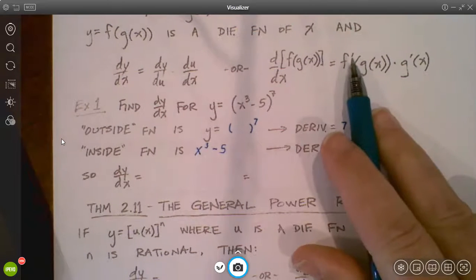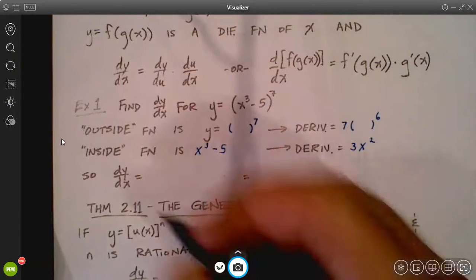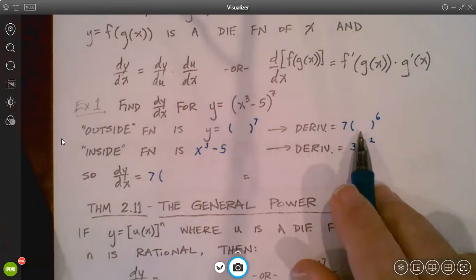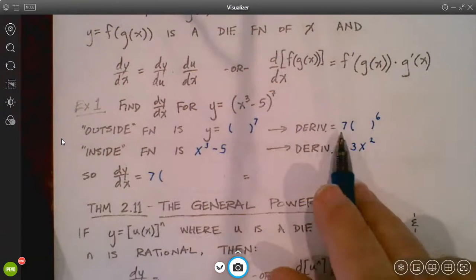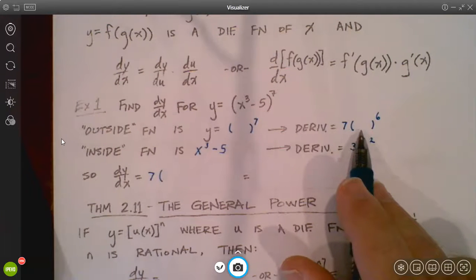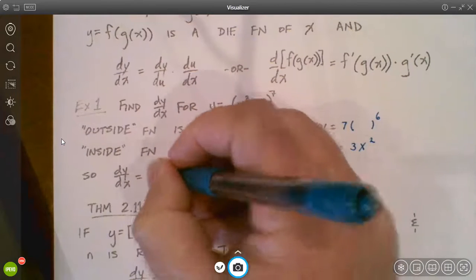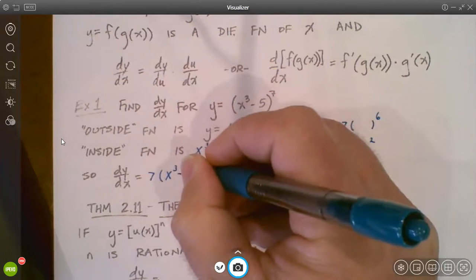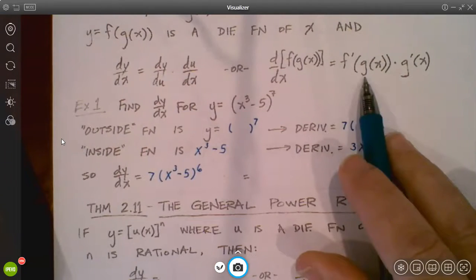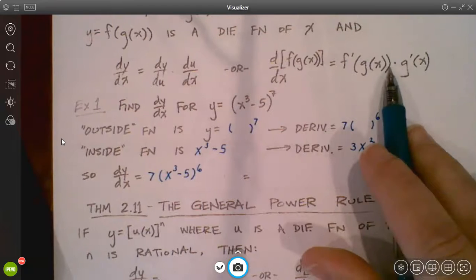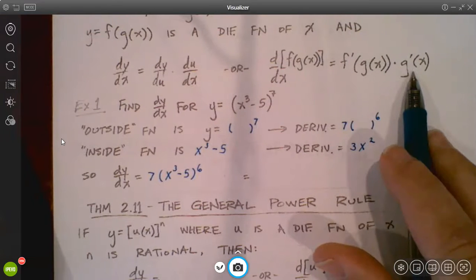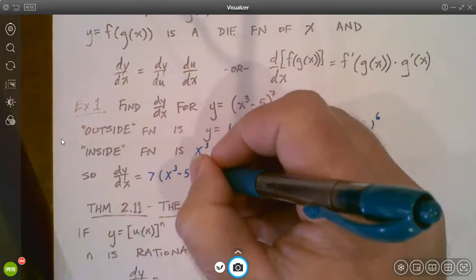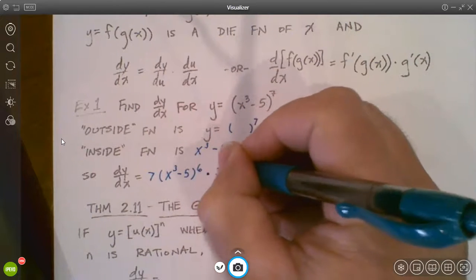So we're going to start with the derivative of the outer function, which was this idea right here where we leave the inside alone. So we got the 7 in front. The inside of this is still x to the 3rd minus 5. And our exponent dropped to a 6. So that's him. But now here comes the extra part where we're multiplying by the derivative of this inside function. And the derivative of the inside function we said was 3x squared. So we're multiplying this by 3x squared.